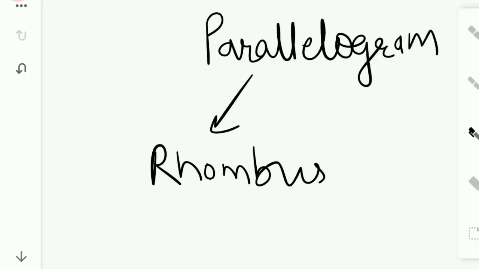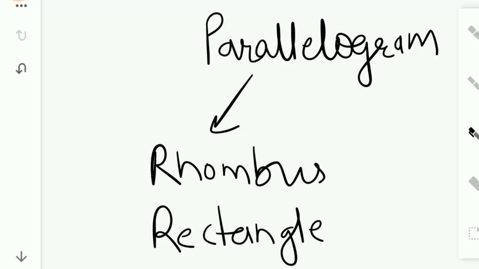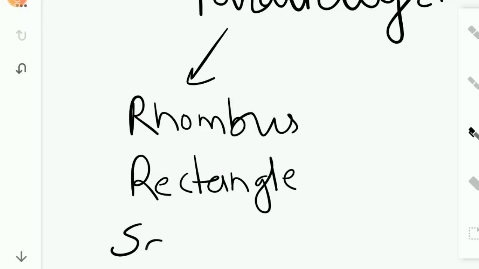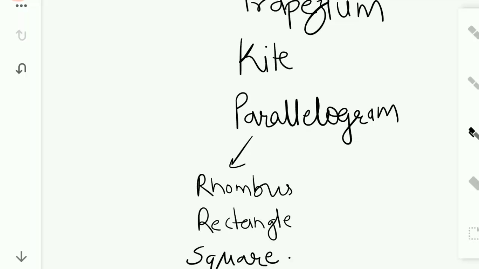One is rhombus, second is rectangle, and third is square. Let's get started.